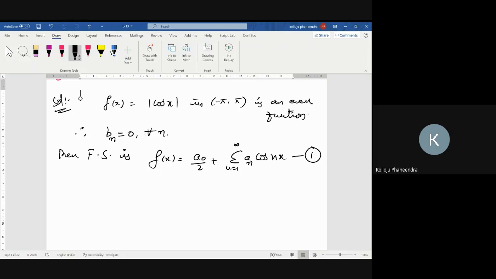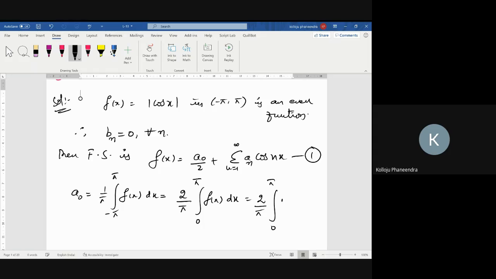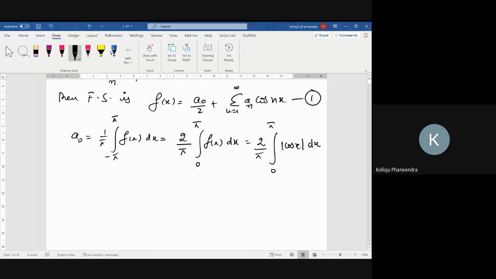Now coming to a naught. What is the formula of a naught? In the interval minus pi to pi, 1 by pi integral minus pi to pi f of x dx. Since it is an even function, I can write this as 2 into 0 to pi, f of x dx. And what is the function now? 2 by pi integral 0 to pi mod cosine x dx. And the main important point is, now just listen.